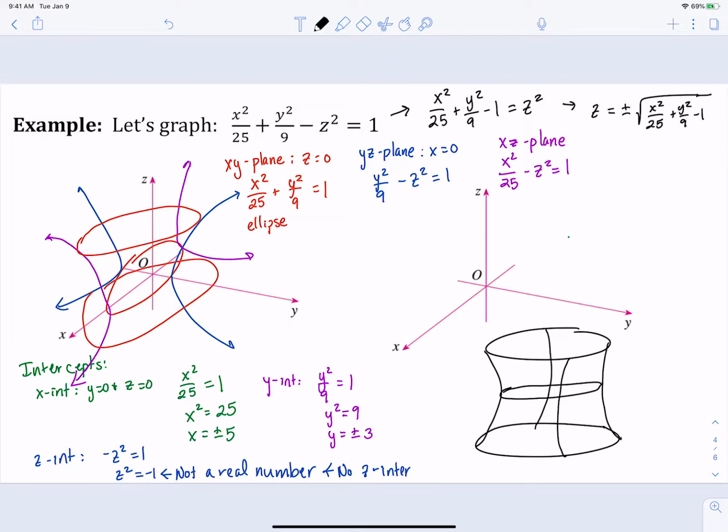And we've got to remember that plus or minus. If you don't graph it with the plus or minus, if you just do the plus, you're just going to get the top half of that shape. You're going to get it basically from that original trace here in the xy plane. You'll just get sort of this part of the graph.